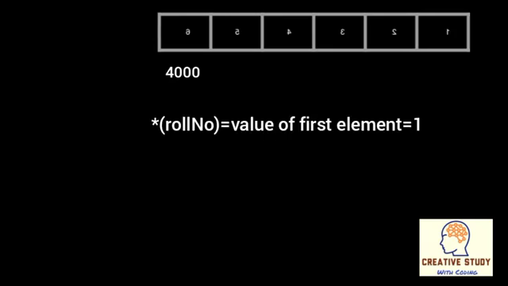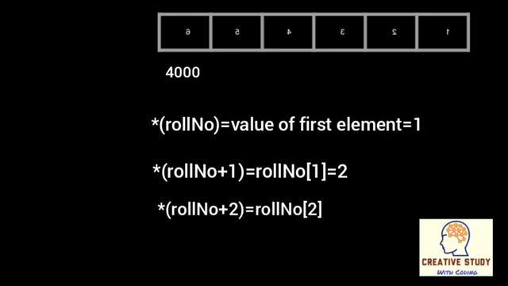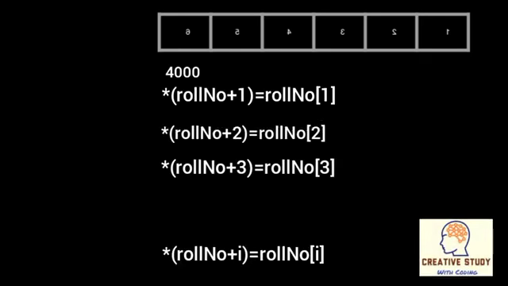Thus, asterisk roll number equal to value of first element, asterisk roll number plus 1 equal to value of second element, asterisk roll number plus 2 equal to value of third element, asterisk roll number plus 3 means value of fourth element. This asterisk roll number plus i means value of ith element.